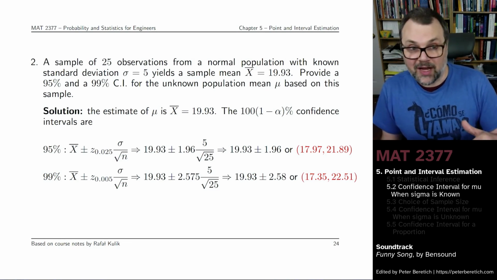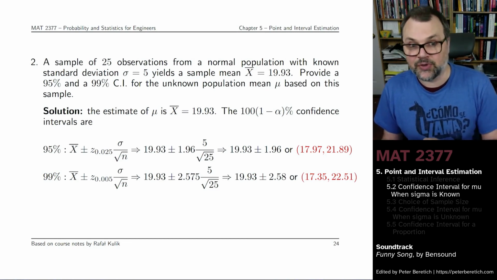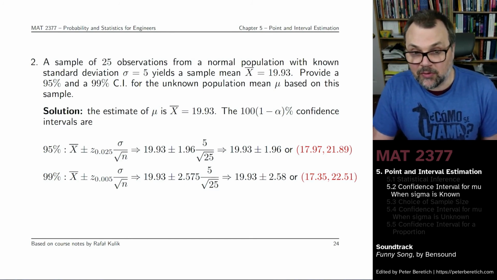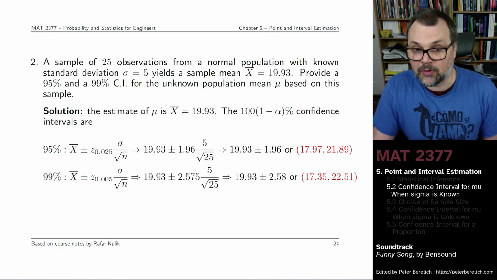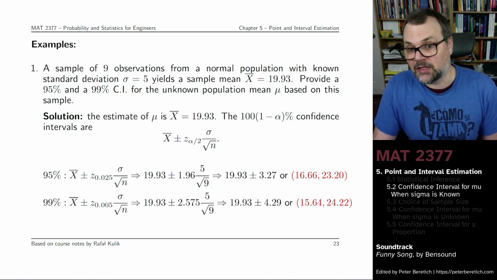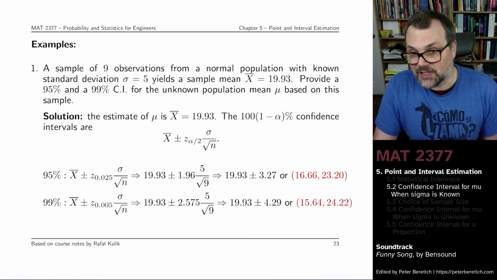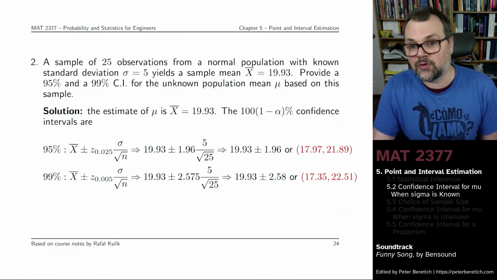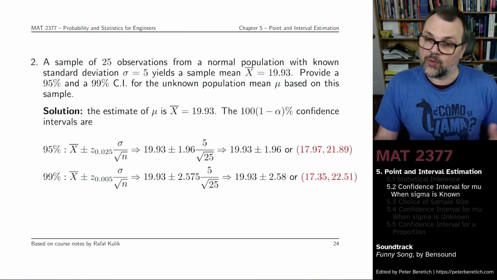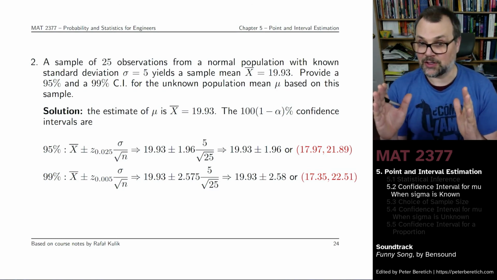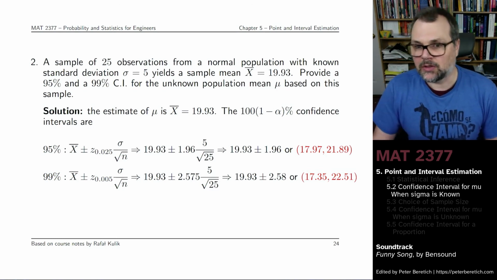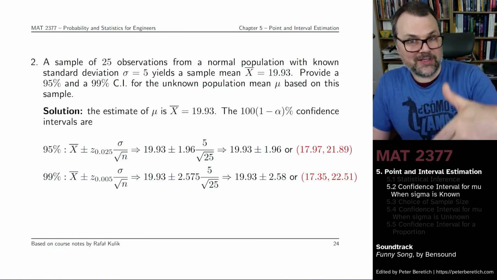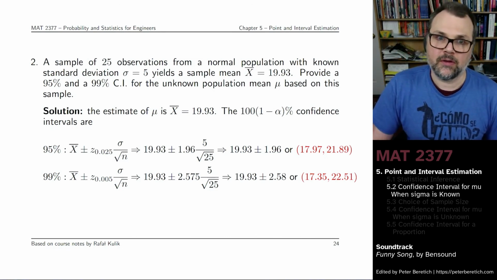You go through the same process to build a 95% and a 99% confidence interval. You will get different confidence intervals. The formulas are the same. The only thing that changes here is the size of the sample. So if you go back up a bit, you will see that it used to be an interval from 16.66 to 23.20 for the 95% confidence interval. Now it's 17.97, 21.89. That new confidence interval is tighter, and the same result also applies to the 99% confidence interval. Increasing the sample size has reduced the width of the confidence interval.